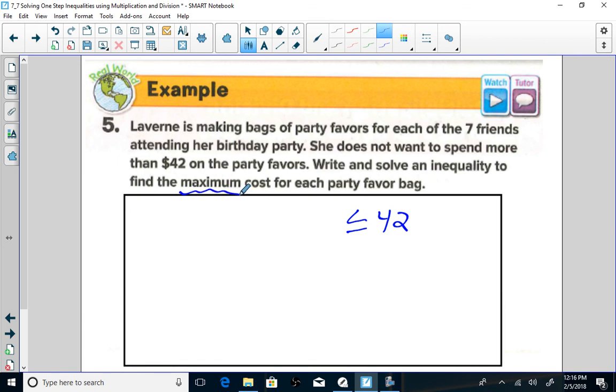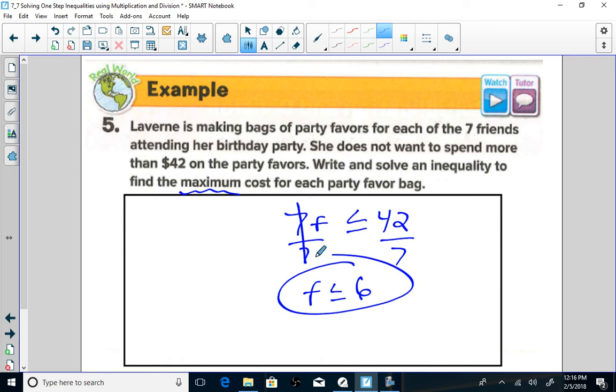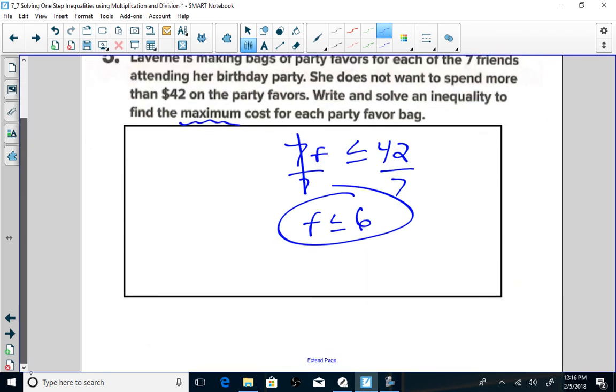Write and solve an inequality to find the maximum cost for each party favor. The key word there is maximum, which is associated with the inequality symbol less than or equal to. We have 7 friends, and each of those 7 friends is going to be getting party favors. So I'm going to say 7F, 7 favors has to be less than or equal to 42. If I'm solving that inequality, we're dividing by 7 on both sides. So we're going to have F is less than or equal to 6. They're not asking us to graph the solution, so I won't graph it.